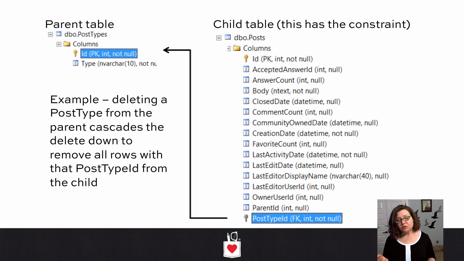Let's say that I want to be able to maybe delete a post type from the parent table. This post type is no longer valid. We no longer have answers. We now live in a world where we only have questions. Doing cascading deletes tells the child table if a row is deleted in the parent, go ahead and cascade it down and delete all the corresponding rows in the child table. If before I had answers and now answers are no longer valid and that type gets deleted from post types, go ahead and cascade down all the deletes to the child table and delete from there too.